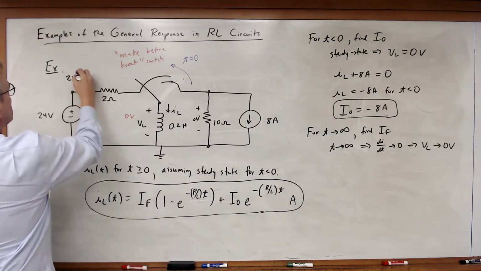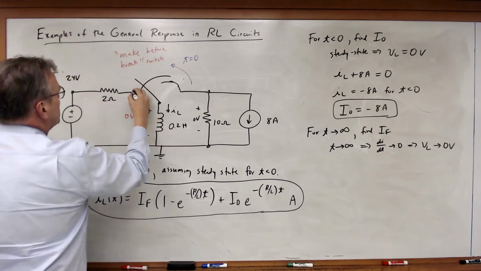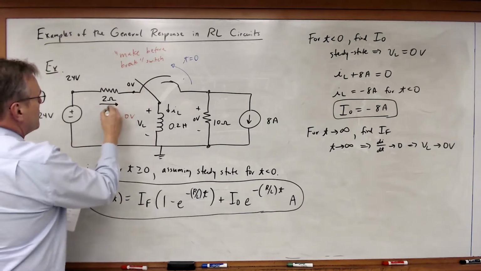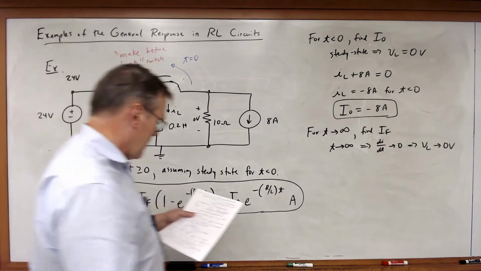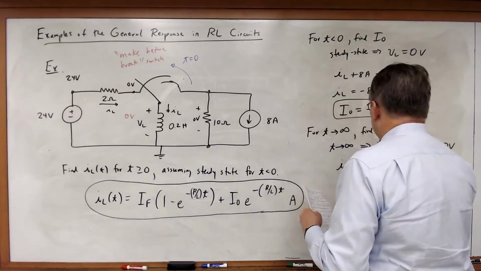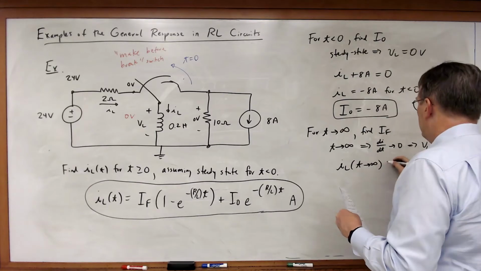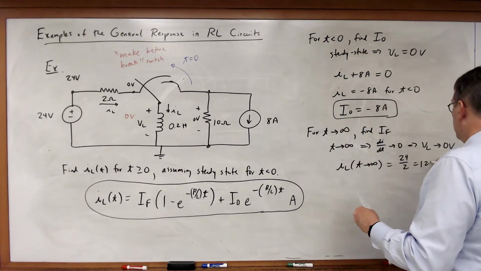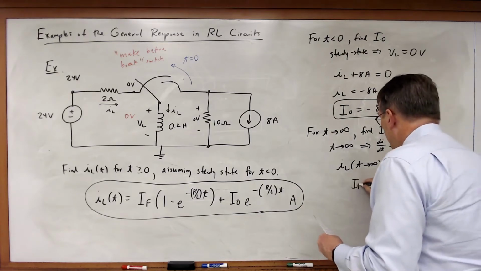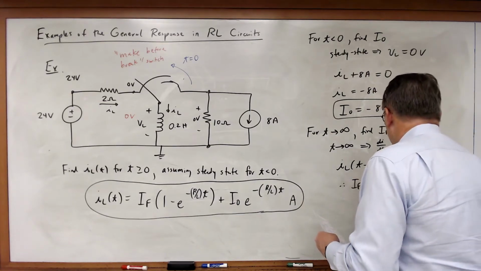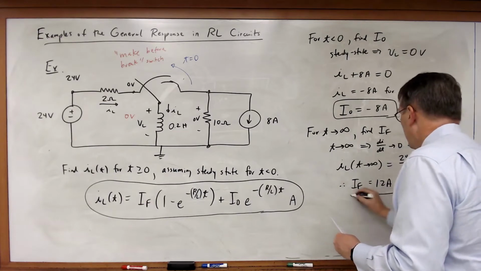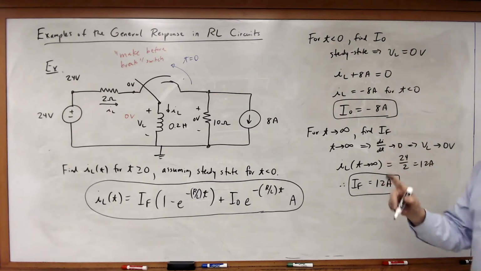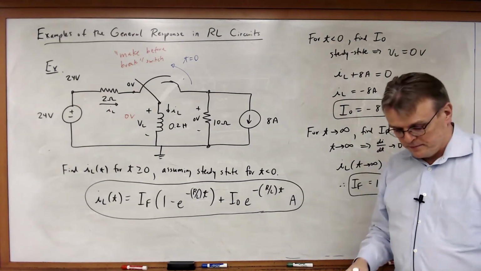Got 24 volts here. This is 0 volts. Clearly, IL is equal to that current, and as t goes to infinity, IL is going to be equal to 24 over 2, which is 12 amps. And that's our final condition. So initial condition and final condition are both found using the steady state assumption.